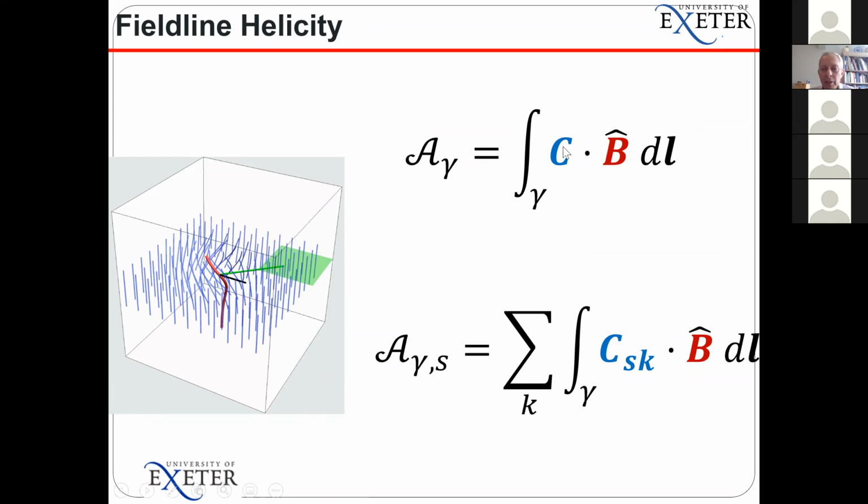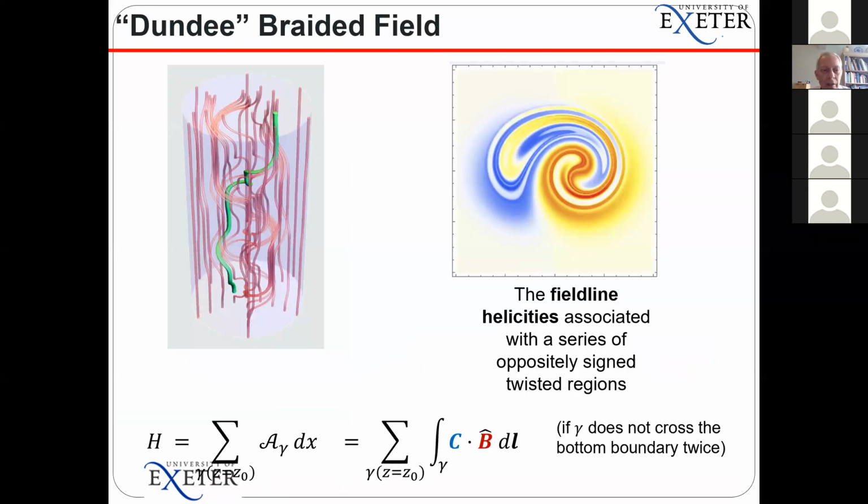You can also apply it to field line helicity. So C is a sort of winding gauge. Sorry, I didn't say that right. C is sort of this winding number 2-point correlation, and we'll integrate that along the field line to get the field line helicity. C is winding gauge. I'm sorry, getting confused there.